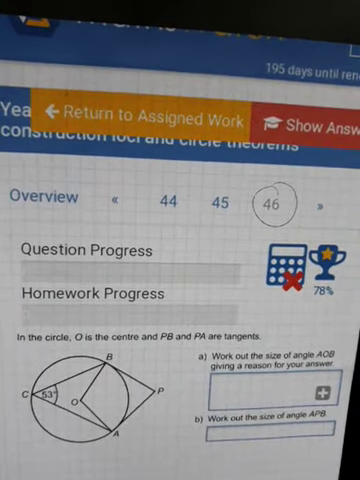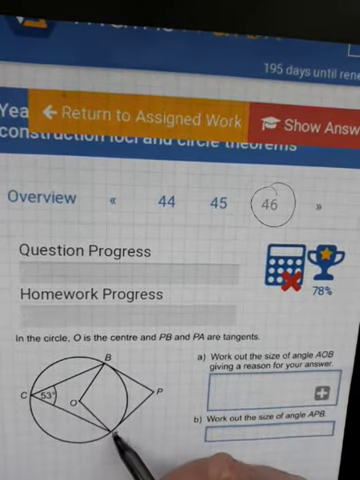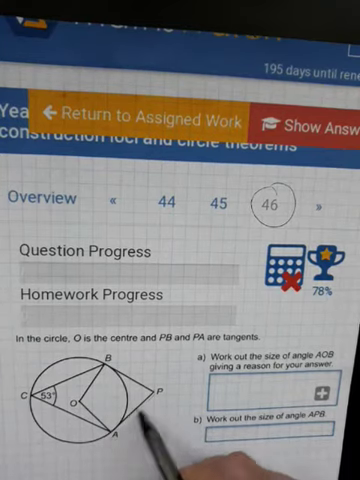Okay, PA and PB are tangents. As I say, always read the question carefully. So what do we know about tangents? Well, we know that tangents are equal in length from an external point. So PA must be equal to PB. That's something I already know.